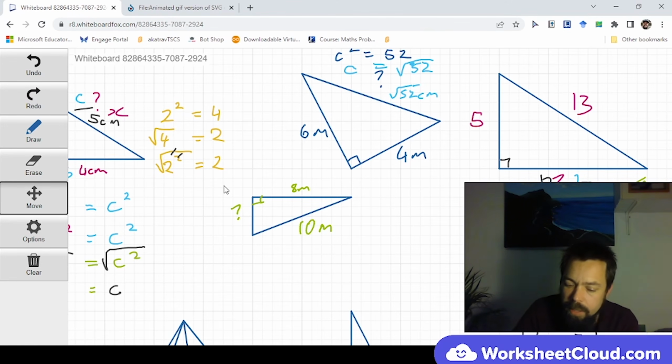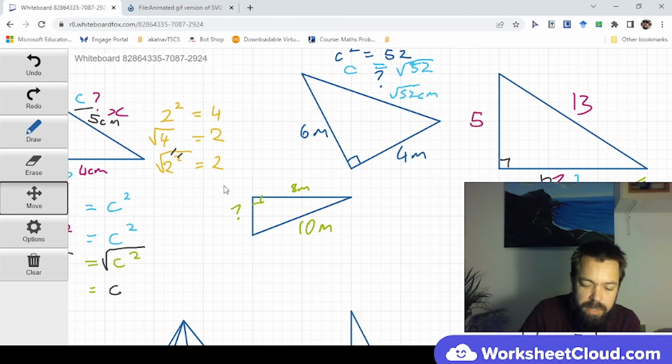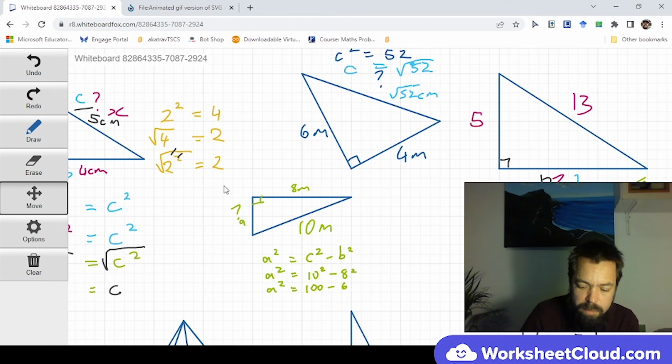Well, again, we now need to change the subject of the formula because we have the long side, which is called the hypotenuse. So what we've got then is c squared. Let's make this one a. So a squared is c squared minus b squared. So a squared equals 10 squared minus 8 squared. A squared is equal to 100 minus 64. A squared is equal to 36.